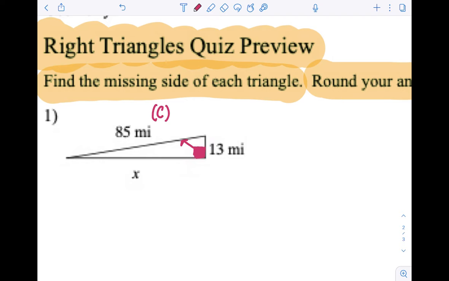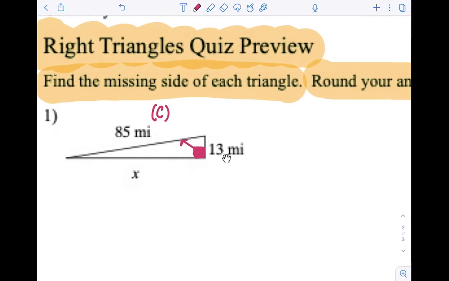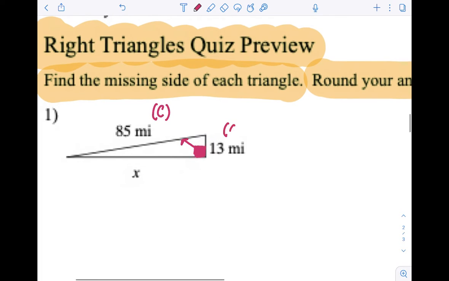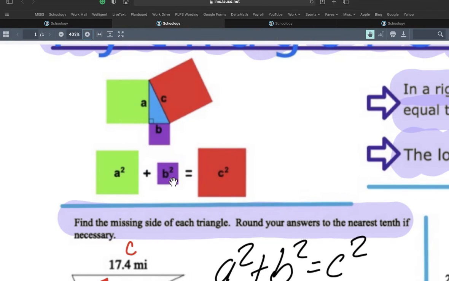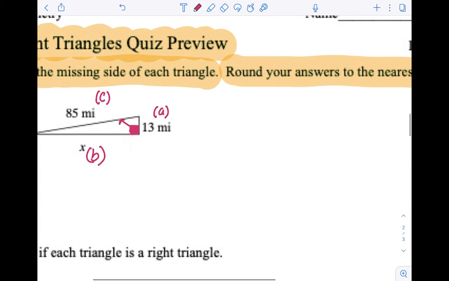All right? That's important to find first. After that, A and B doesn't really matter which you choose. This could have been A and this could have been B. That's okay. So let us make this A and let us make this B. So again, A squared plus B squared equals C squared. So let's write that down here: A squared plus B squared equals C squared.